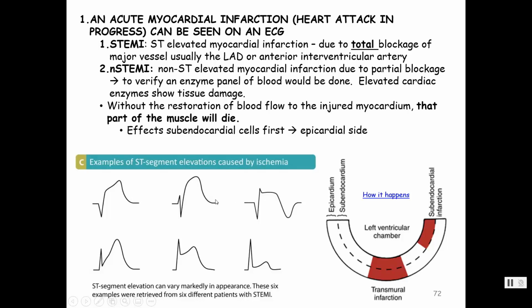If it isn't a STEMI, it doesn't mean something's not right. They just wouldn't be able to see it. And so they would verify it using an enzyme panel. And so they would look for elevated cardiac enzymes, which would show tissue damage. Once again, if it's in progress, they would give, oh, we talked about it, TPA, tissue plasminogen activator, to dissolve that clot. Without the restoration of blood flow to the injured myocardium, that part of the muscle will die. And like I said, it affects the subendocardial cells first, and then goes towards the epicardial side.